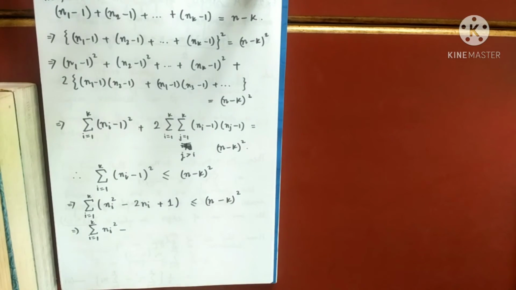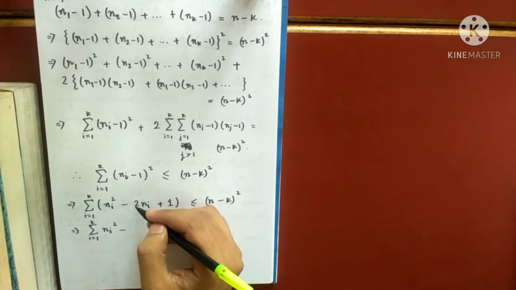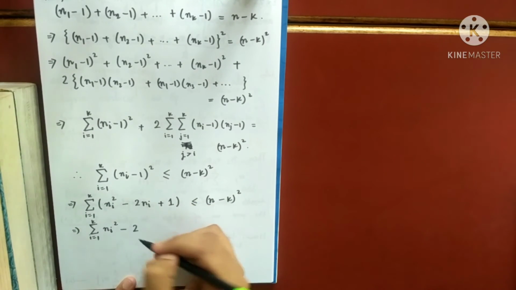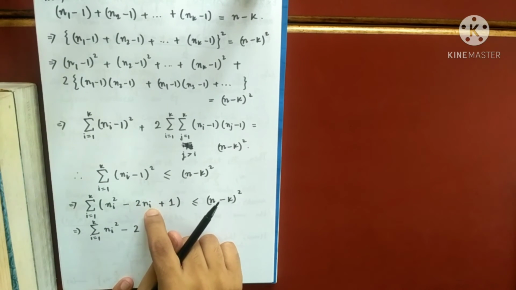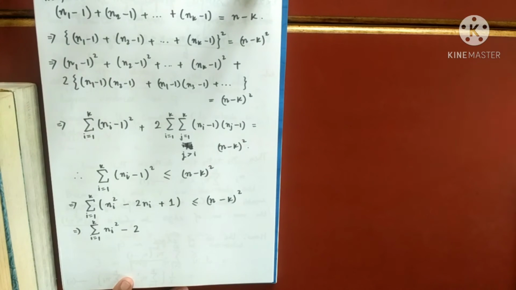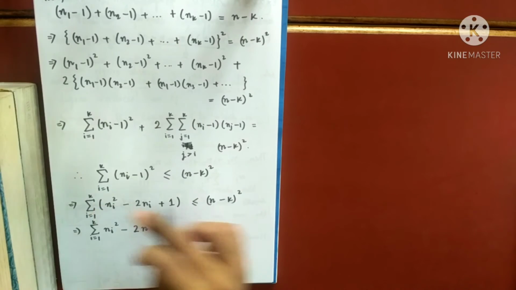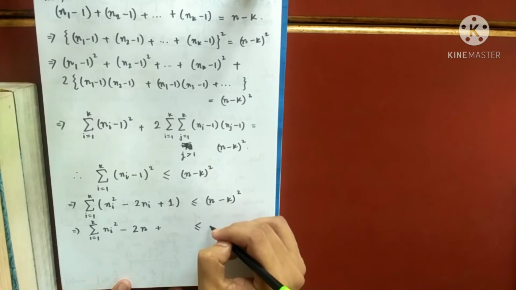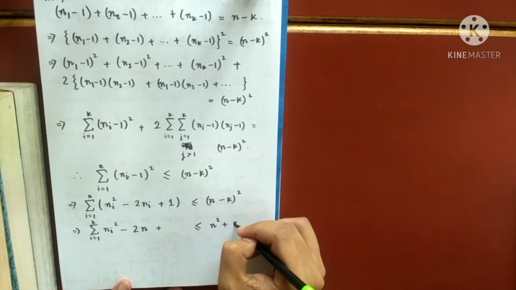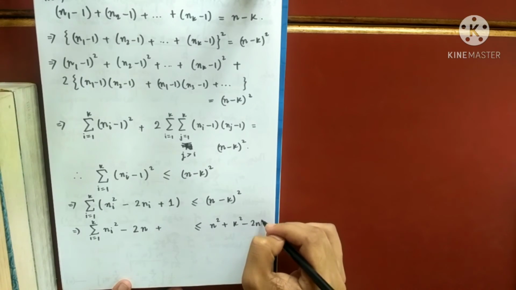What is the second summation? So 2 can be taken outside the summation. So I am remaining with 2 times summation ni. What is summation ni? You know summation ni is nothing but n, because n1 plus n2 plus dot dot dot nk is n. What is summation of 1? Who can tell me what will be here? I am also splitting this, n square plus k square minus 2nk.